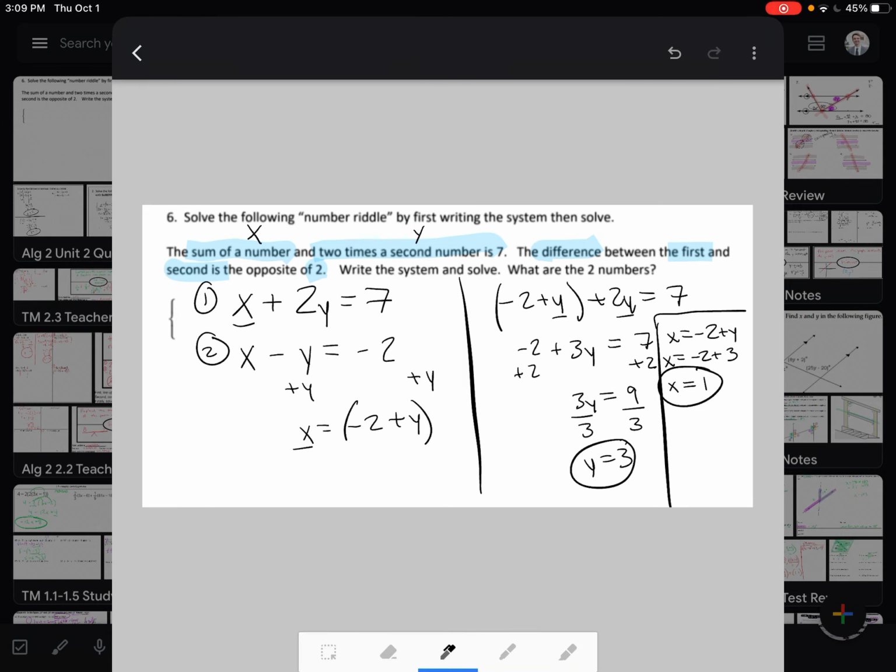All right, so let's go back through and check. The sum of a number and 2 times the second number is 7. So 1 plus 2 times 3 does equal 7. The difference between 1 and 3, if we do 1 minus 3, is negative 2. So we wrote a system, we solved, those conditions held true, and we found our 2 numbers.